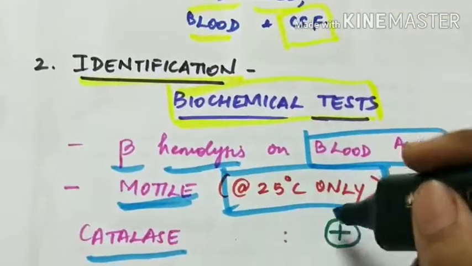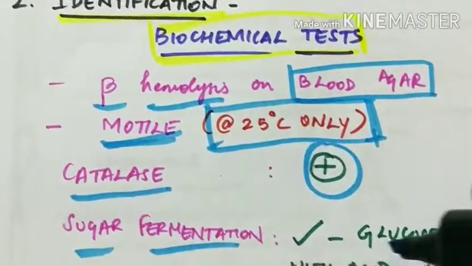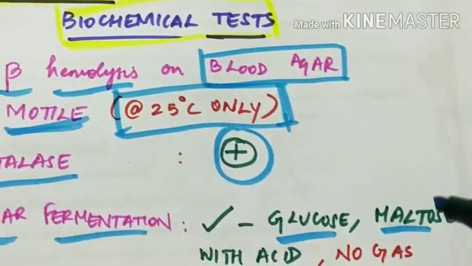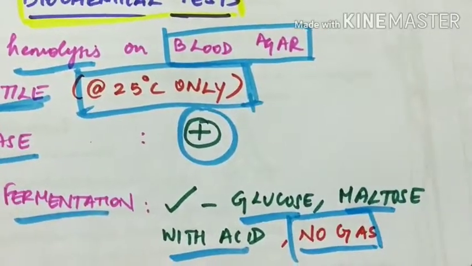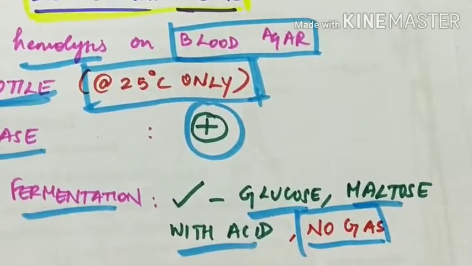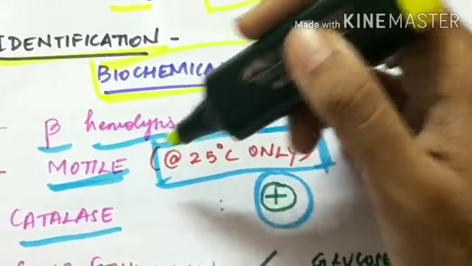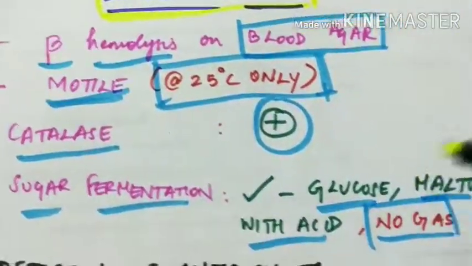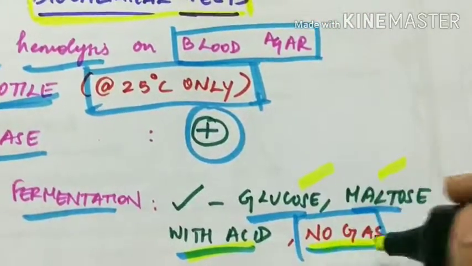Listeria is catalase positive. For sugar fermentation, it ferments glucose and maltose with acid, but there is no gas production. So identification includes biochemical tests: beta hemolysis on blood agar, motile at 25 degrees Celsius, catalase positive, ferments glucose and maltose with acid but no gas.